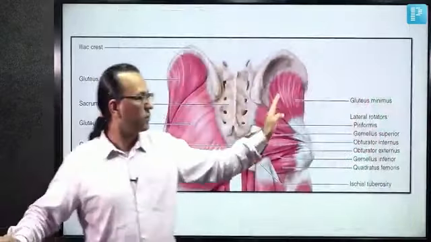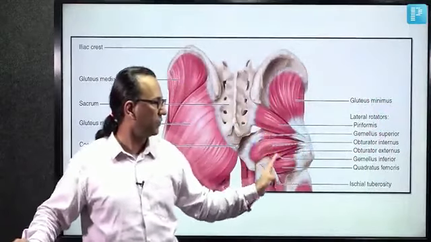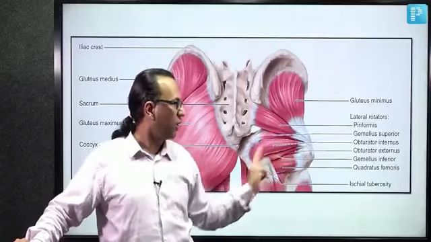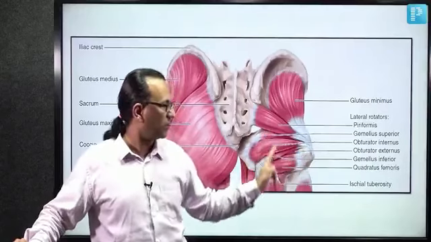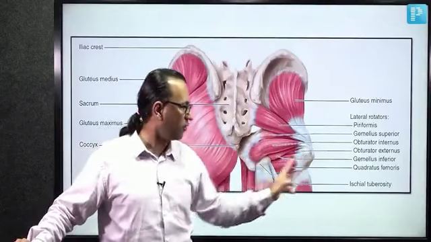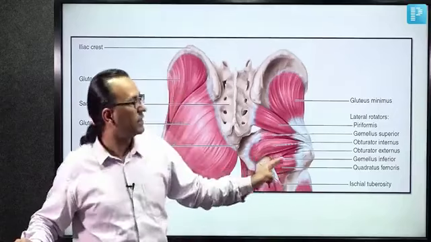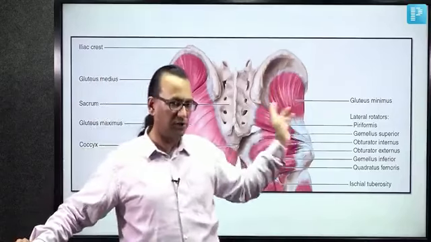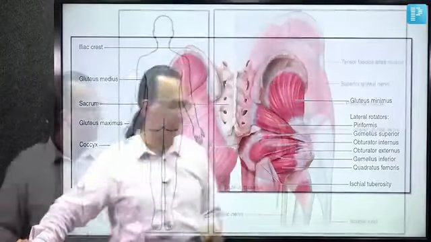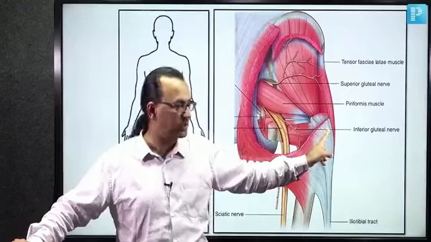Let us look at some more short lateral rotators, like the piriformis, and then the superior and inferior gemelli, and also the obturator internus tendon sandwiched between the two. Even the obturator externus is a lateral rotator along with the quadratus femoris. So all these short lateral rotators are going to antagonize the action of gluteus medius and minimus, which are medial rotators at the hip joint.